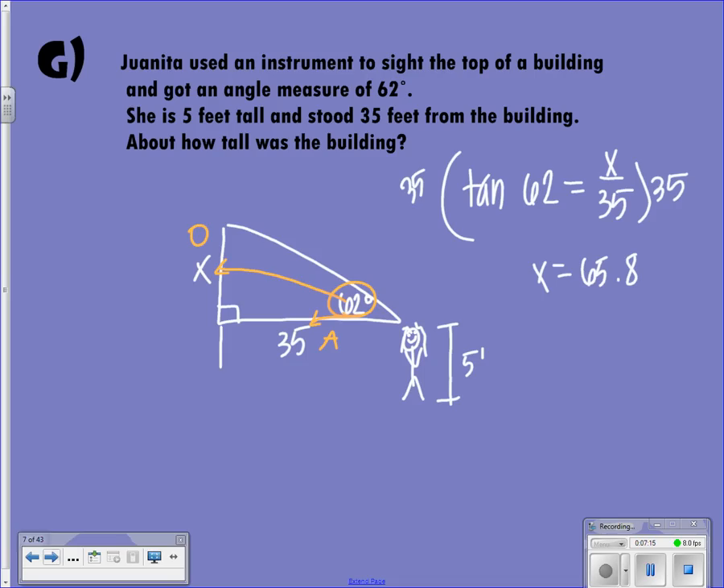Now that doesn't take into account the fact that she's 5 feet tall, because this building really isn't here just hanging out in the air. Okay, it's really that plus 5. So to get the real height of the building, I need to add the 5 feet that she is tall to give me a final answer of 70.8 feet.